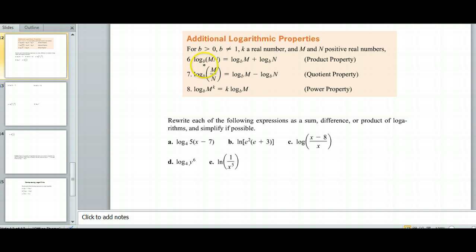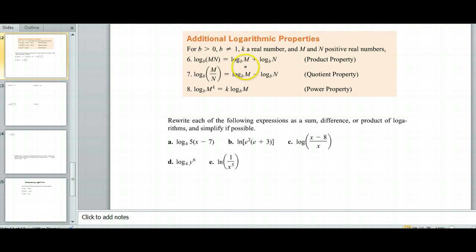So if you notice what's going on here, we've got a log of two things being multiplied together. One of the properties of log says we can take that single log of two things being multiplied and rewrite it as two logs being added together, each piece getting one part of what was being multiplied. And this one says if you have two things being divided, we can split it up with subtraction: log of the top minus log of the bottom. And the third one says if I have the log of something being raised to a power, I can bring that power down in front of the log.